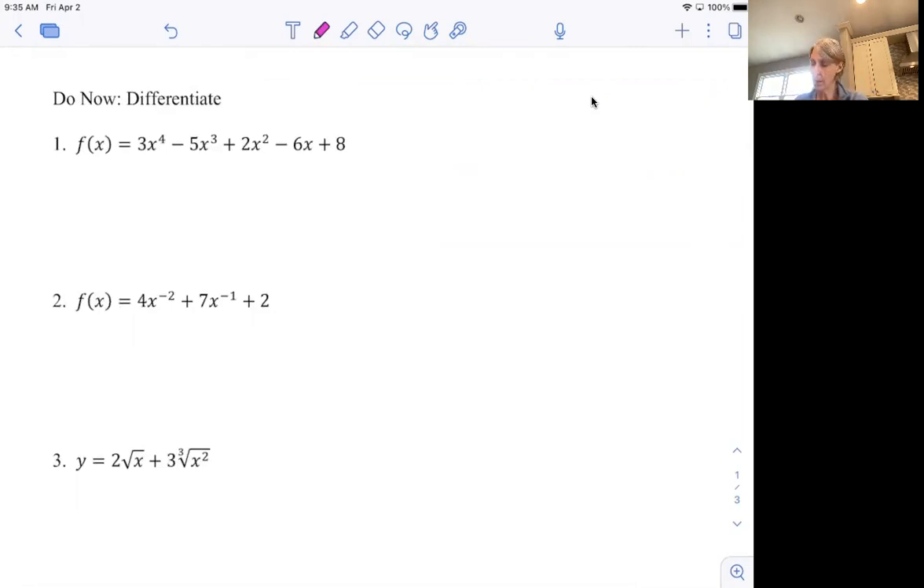Differentiate, find the derivative. So if f of x equals 3x to the fourth minus 5x cubed plus 2x squared minus 6x plus 8, to take the derivative, we go term by term. 12x cubed minus 15x squared plus 4x minus 6. Remember, when it's just a plain old x, it's just the number out in front. And then the 8 just becomes a 0, so we don't even bother with it.